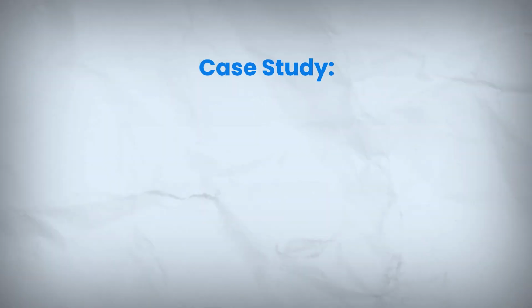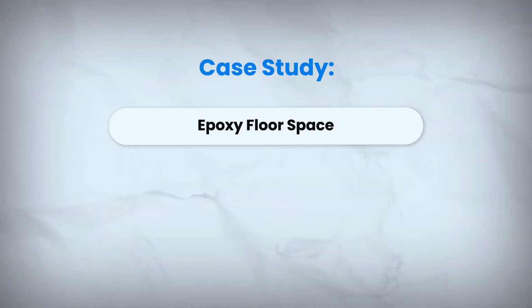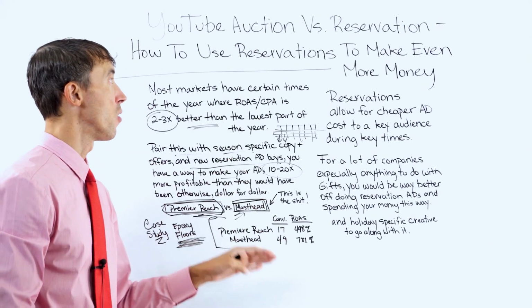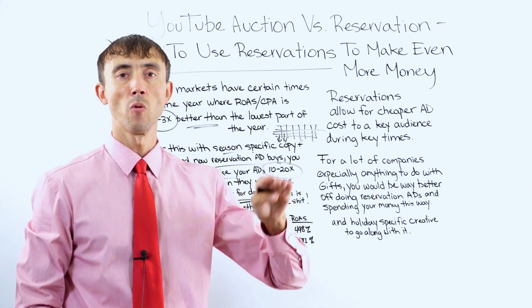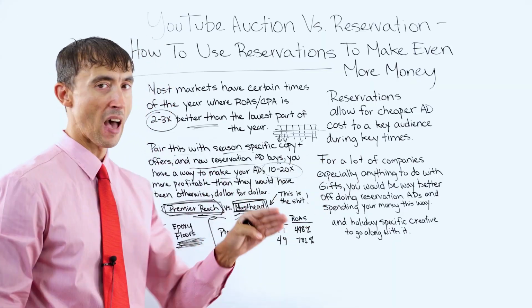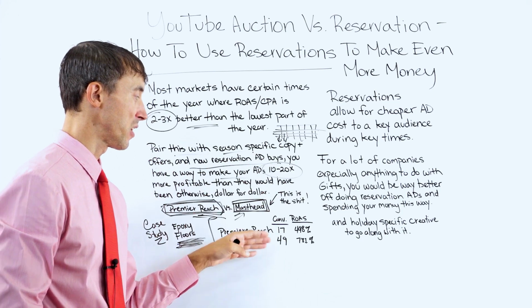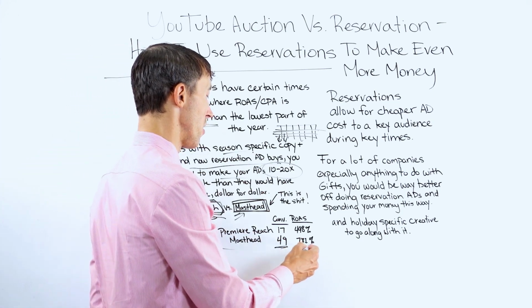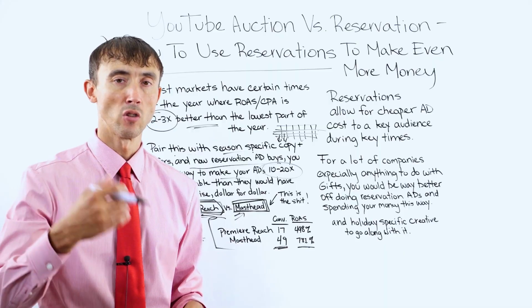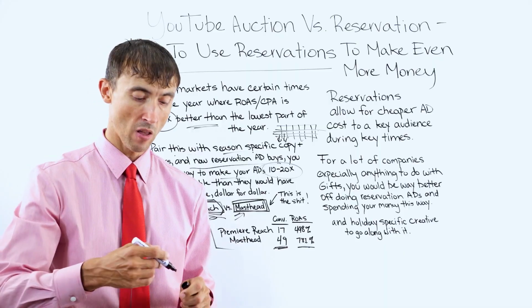But I have a case study here in the epoxy floor space that I wanted to go over, so you understand the Premier Reach versus the masthead placement specifically, so that when you are doing reservation ads, you know which one of these to use, of which you can obviously guess what I'm going to say, which is the masthead ads. But I wanted to tangibly lay out the difference in the return and conversion potential on masthead versus Premier Reach, so you know which one you want to ultimately go with.